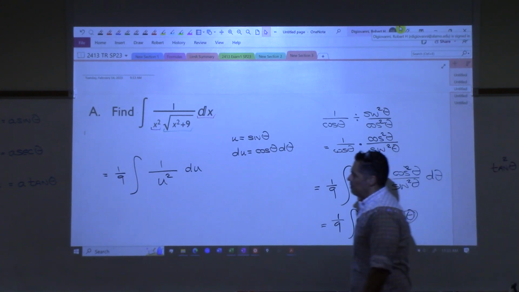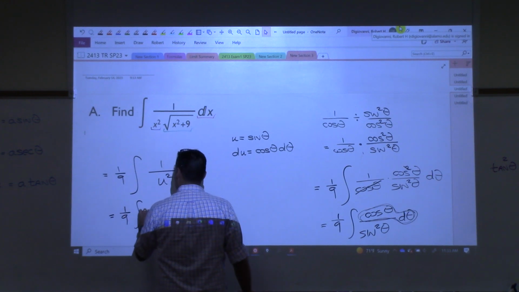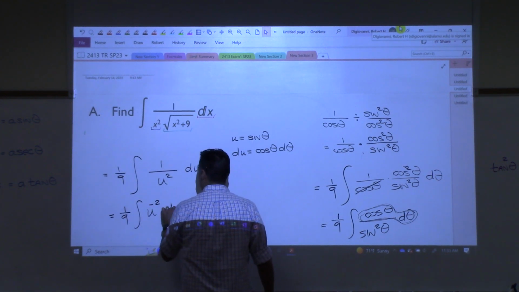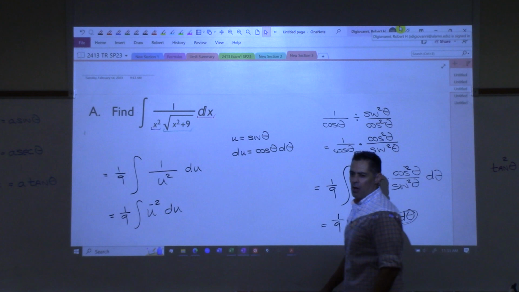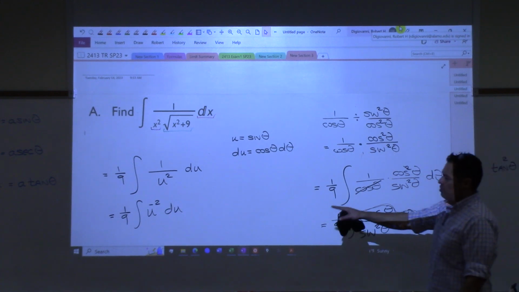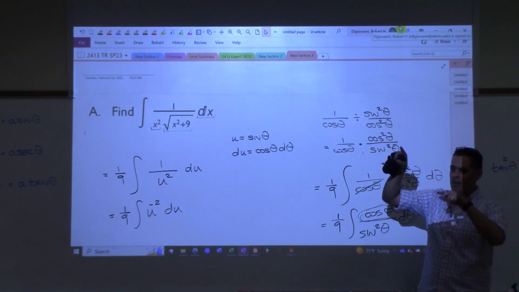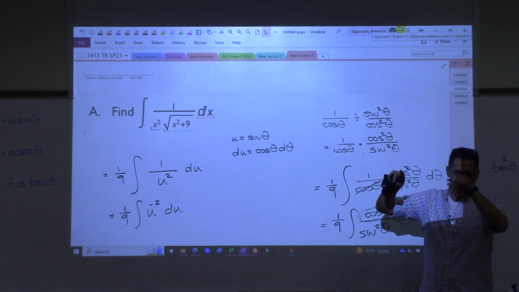That's really just 1/9 antiderivative of u to the negative 2. Do not tell me that the antiderivative of that is natural log or something like that, right? That only works if it's 1 over u, not 1 over u squared. You have to rewrite that as u to the negative 2, then use your power rule, which means you add 1 to the power, then you have to do 1 over n plus 1 out front.